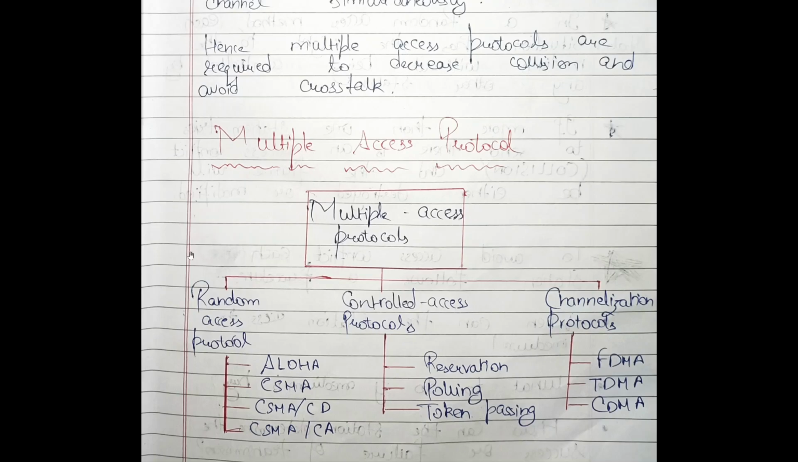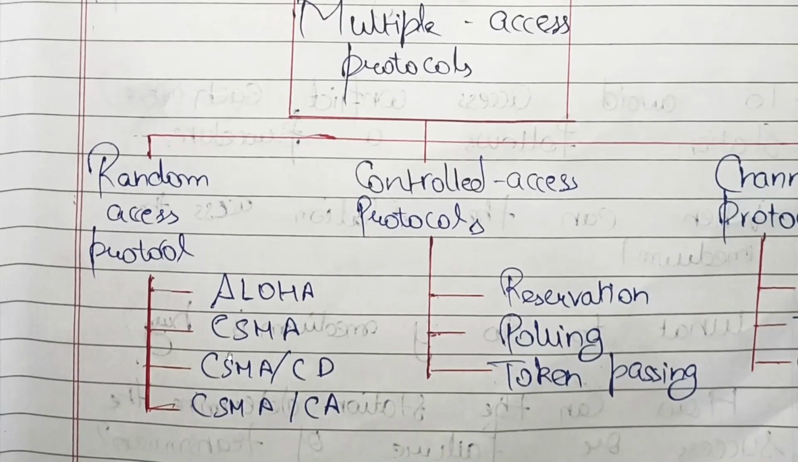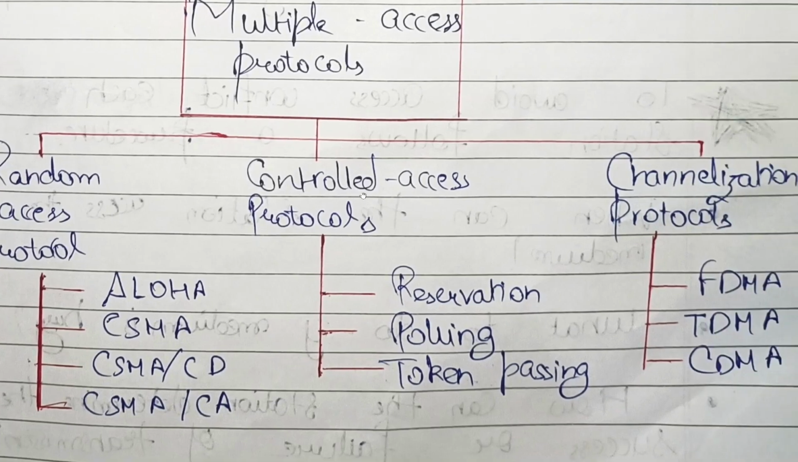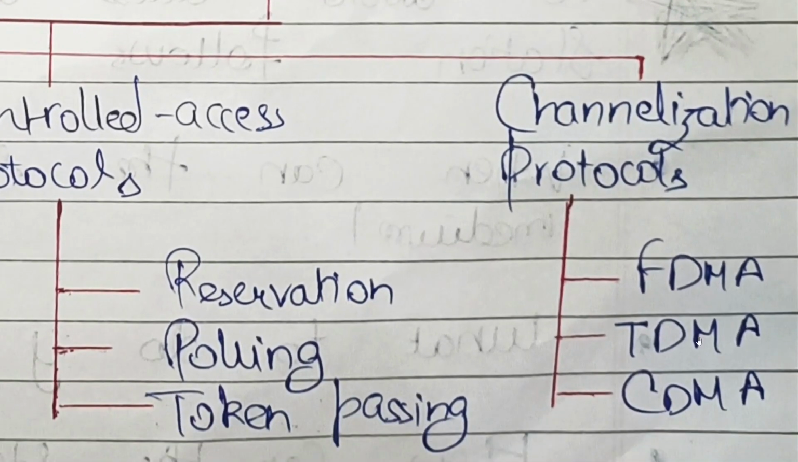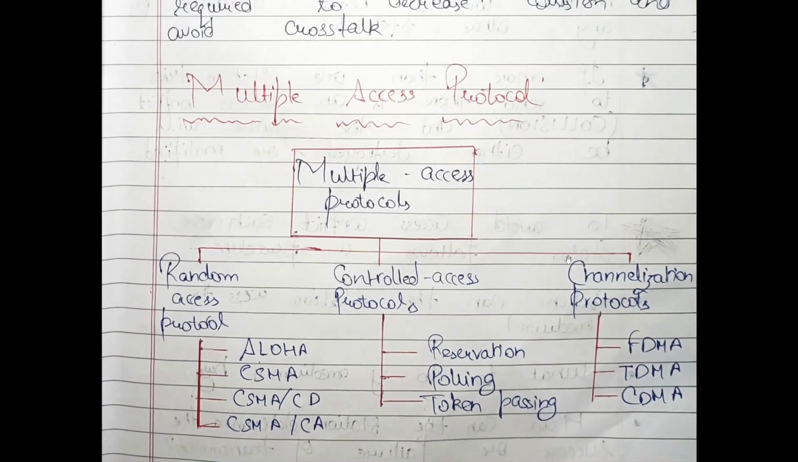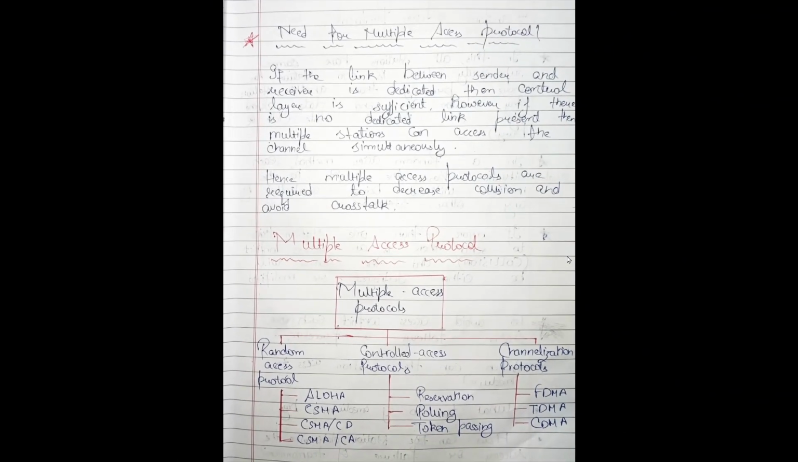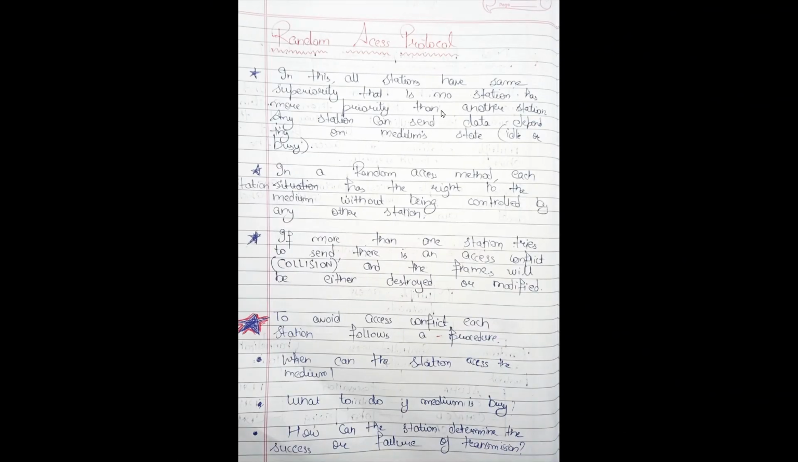Now coming to random access protocol, it has four of its random access protocols, that is Aloha, CSMA, CSMA-CD, CSMA-CA. Okay, in controlled access protocols we have three of them: reservation, polling, token passing. And lastly, channelization protocol, we have FDMA, TDMA, CDMA. Now we are going to look at each and every one of them in detail. So let's move to the first one, random access protocol.